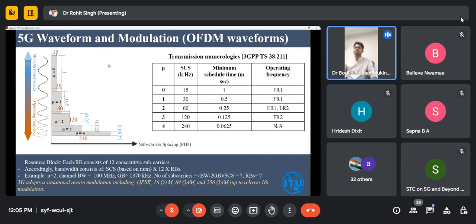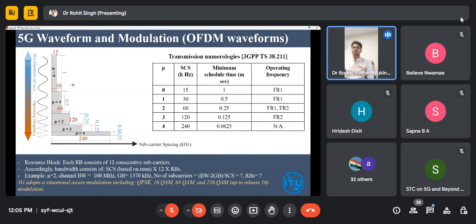So how do we assign different numerologies? So the slot duration in the previous case was 1 millisecond, which supports a subcarrier spacing of 15 kilohertz. That means in a 1 millisecond, whatever we could transmit over these subcarriers, which is having a distance between two closely consecutive carriers of 15 kilohertz. So if we're trying to increase this bandwidth, we can double this and move from 15 to 30. So whatever we were transmitting in 1 millisecond, since bandwidth is now doubled, we can now transmit in 0.5 millisecond.